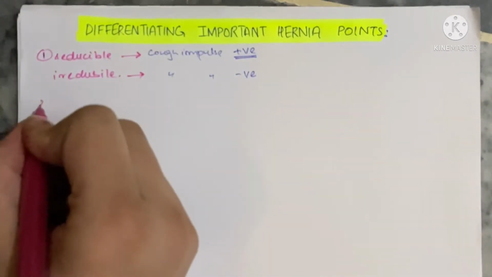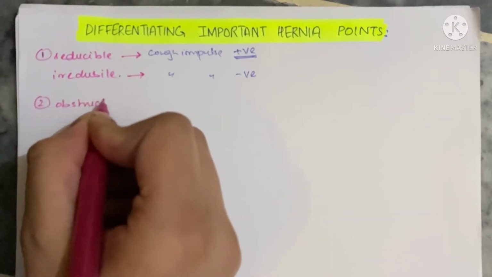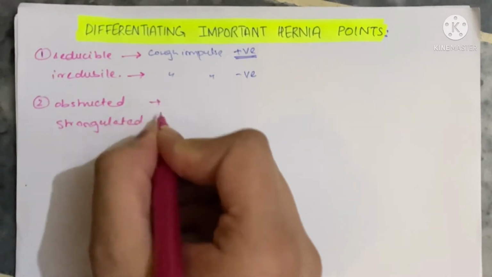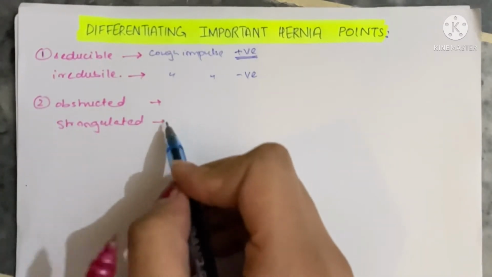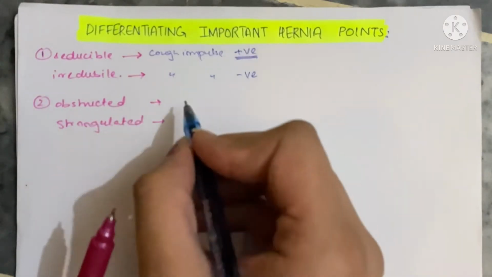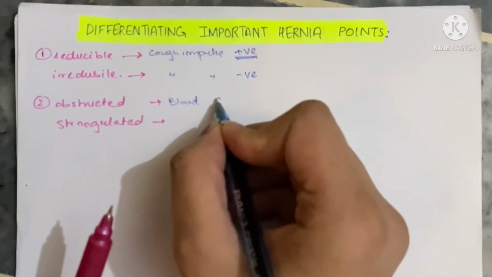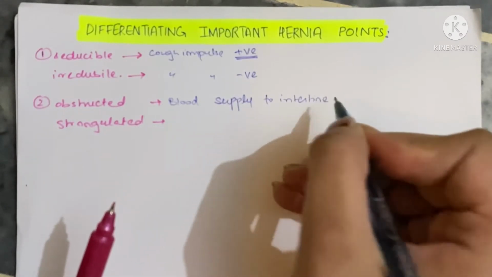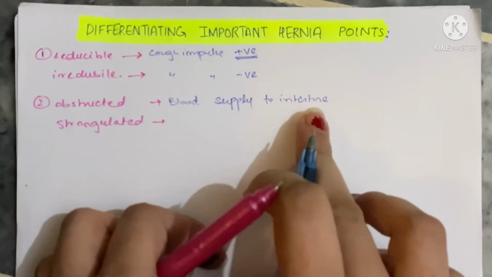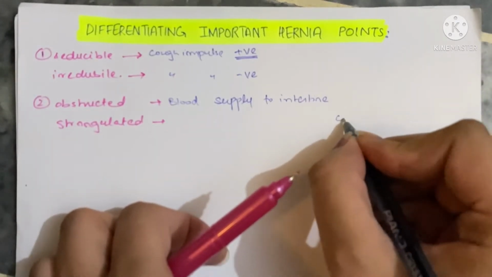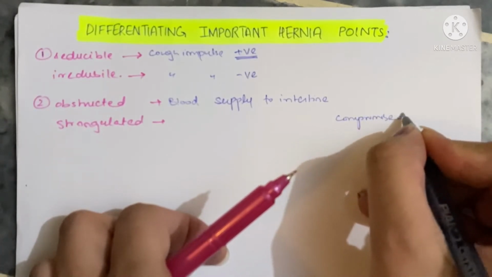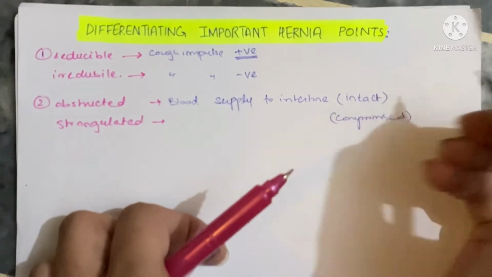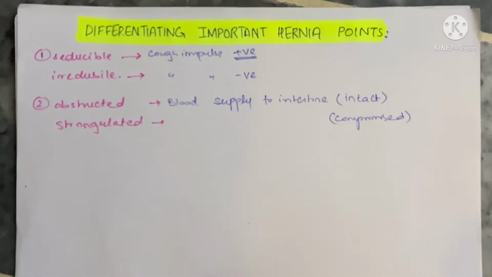Moving on to the second point, obstructed hernia and strangulated hernia. Both hernias can be differentiated by one important point, the blood supply to the intestine or to the loop which is herniated. If the blood supply is compromised, it is a strangulated hernia, and if the blood supply to the loop is intact, it is an obstructed hernia. This is an important point to differentiate both of them.